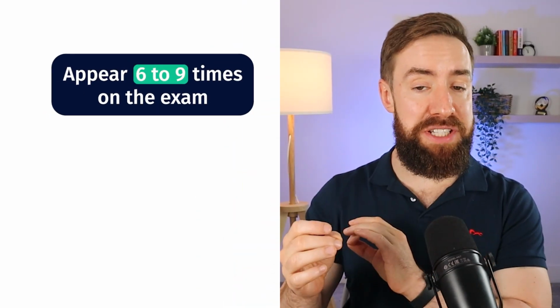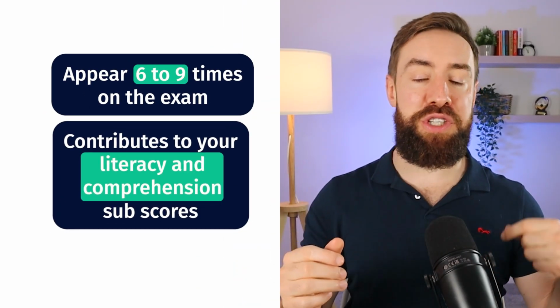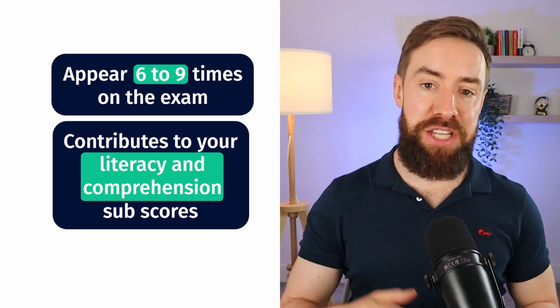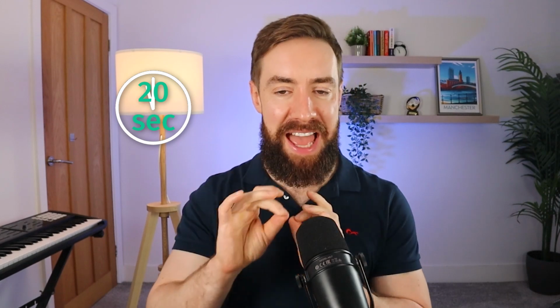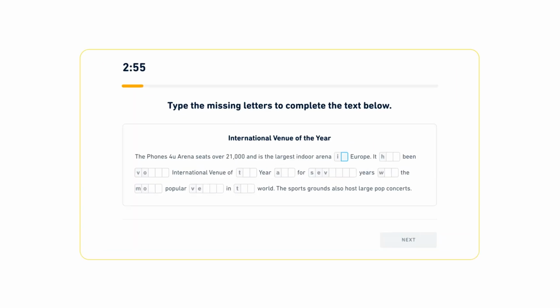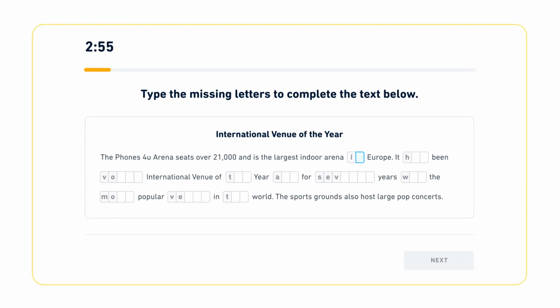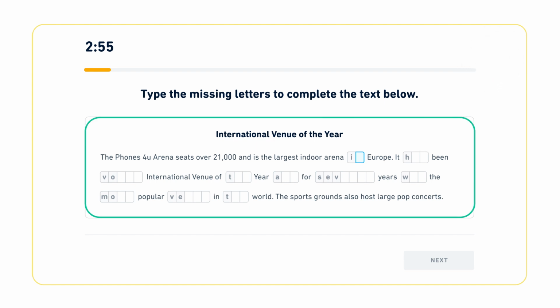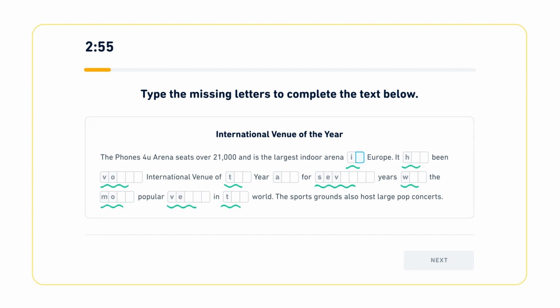You have to find which letters are missing and complete that word. And that's going to come up between 6 and 9 times in your exam and contributes to your literacy and comprehension subscores. And the really difficult thing for fill in the blanks is you only get 20 seconds to answer that question. In read and complete, it's a little more gentle. You have 3 minutes, but you have to look at a full passage, and many different words will have letters missing. You have to complete all of them.